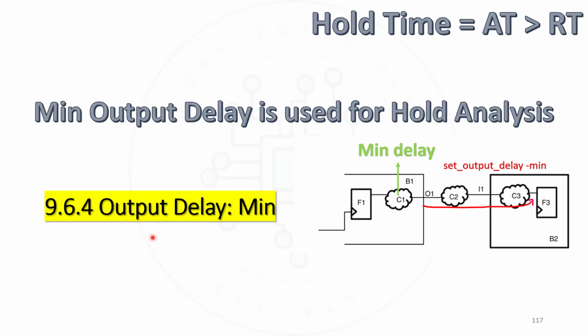Now let us try to understand about output delay. Here it is min. If it is min, output delay is used for hold analysis, and for hold time, arrival time should be greater than the required time. And these are the changes in the figure. So it is set_output_delay -min. From here to here, we'll be giving some min delay, followed by this combo C1 should be min.